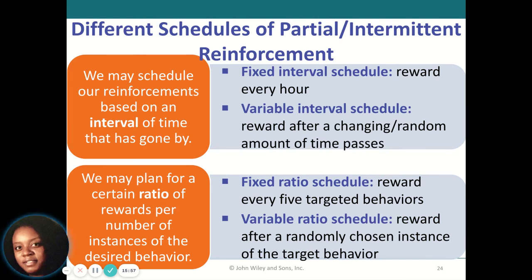When it comes to operant conditioning, sometimes there can be different schedules of reinforcement. A fixed interval schedule of reinforcement is when somebody is rewarded every hour for doing something. For example, if you have a job that you work, you get $12 an hour for doing that job. So you're paid on a fixed interval schedule.